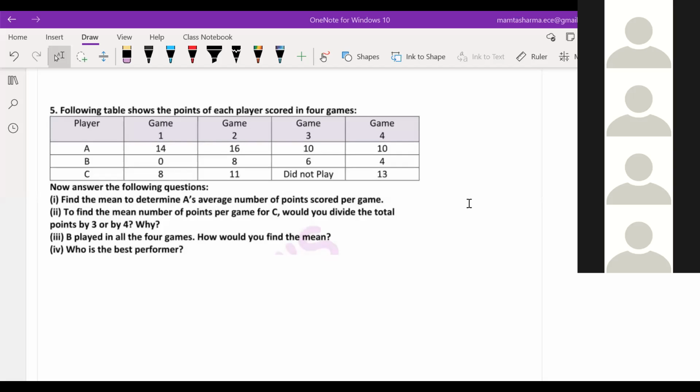Whose mean is highest? Ma'am, B is highest. B is highest or A is highest? Ma'am, A is highest, but Rohit is saying B. Check your answer. For A, you are getting 12.5. For B, you're getting 9? Ma'am, 6 plus 4 is 10, plus 8 is 18, I got 18. Oh, right, I have to divide by 4. Sorry, ma'am, it's wrong.